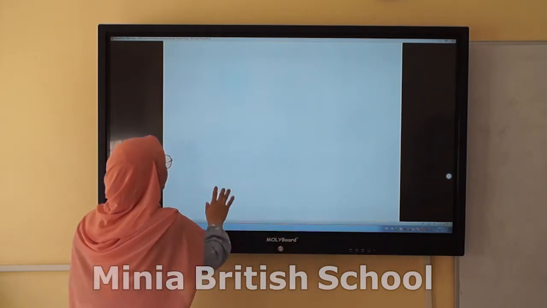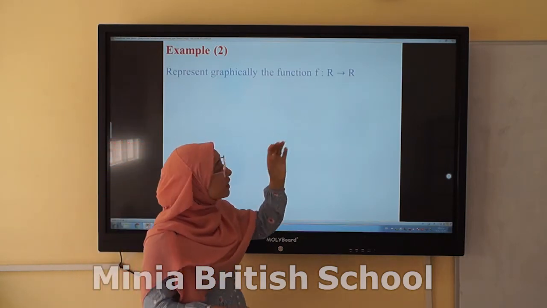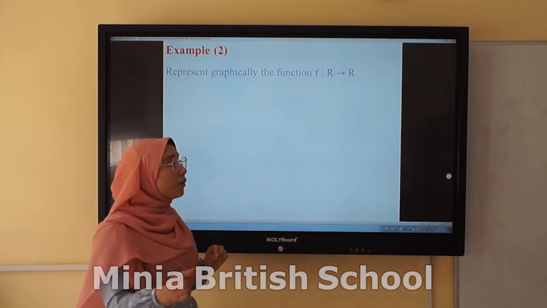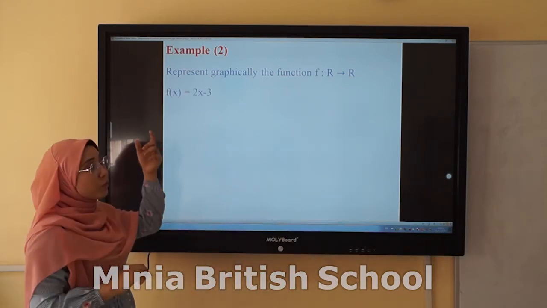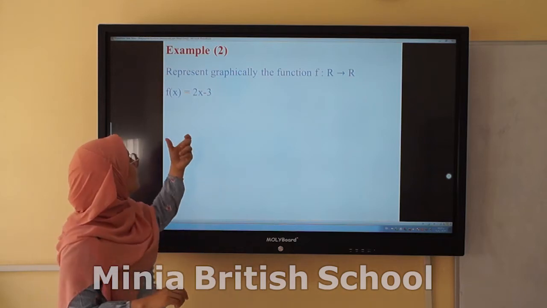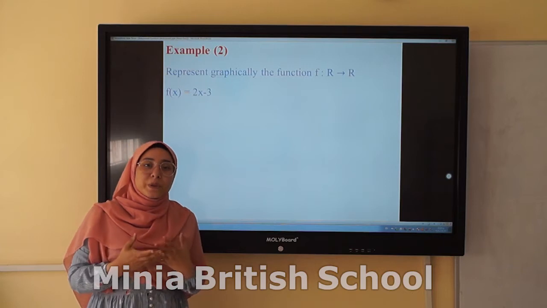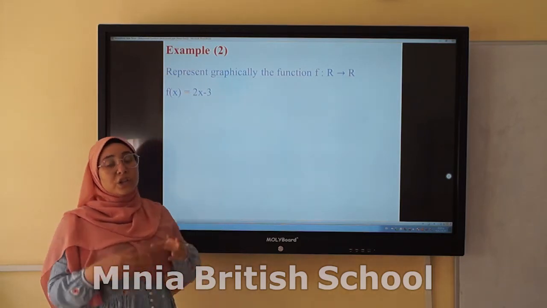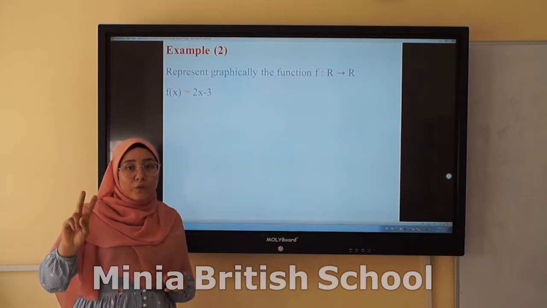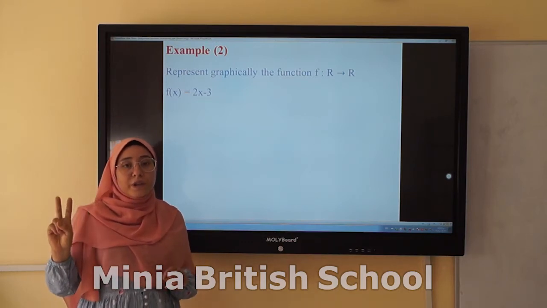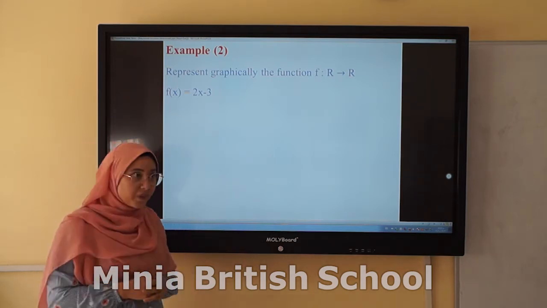Graphically, okay? For example, represent graphically the function f. f is a function from R to R, where the rule is f(x) equals 2x minus 3. Now, I need to represent this linear function graphically. So, we need to find two ordered pairs belonging to this function, okay?